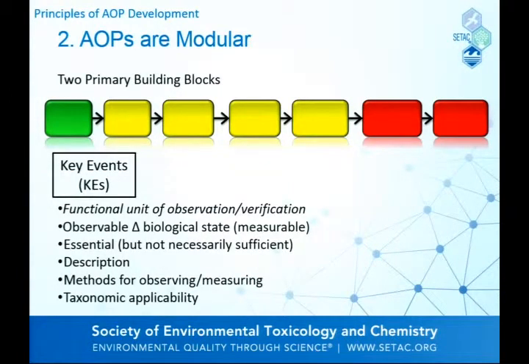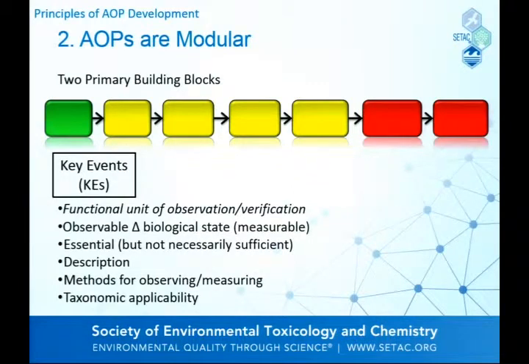Second key principle of AOP development is that AOPs are modular. We describe every AOP using two basic building blocks. The first of those are what we call key events. These are basically a functional unit of observation or verification. Each of these key events is some observable change in biological state.